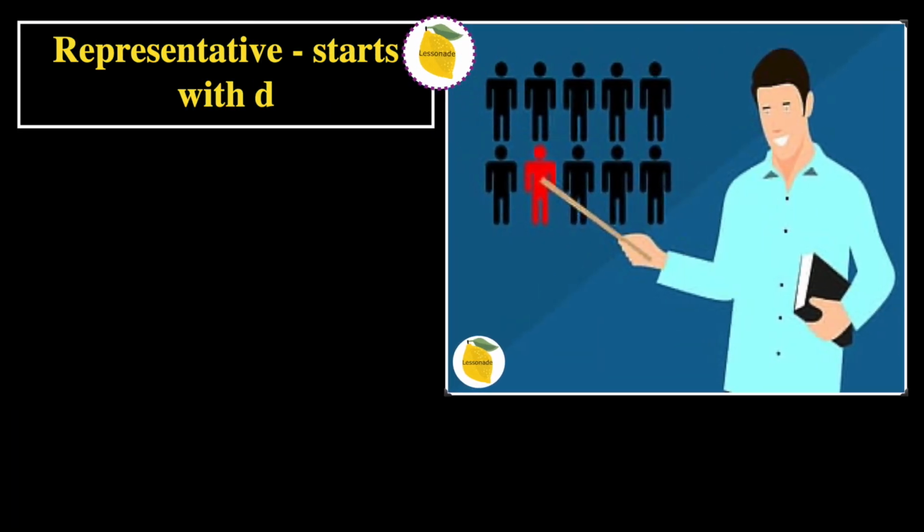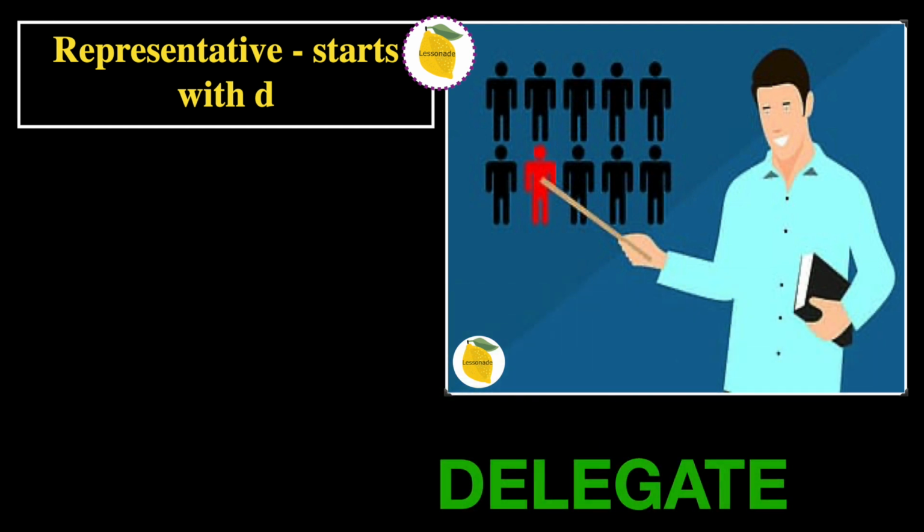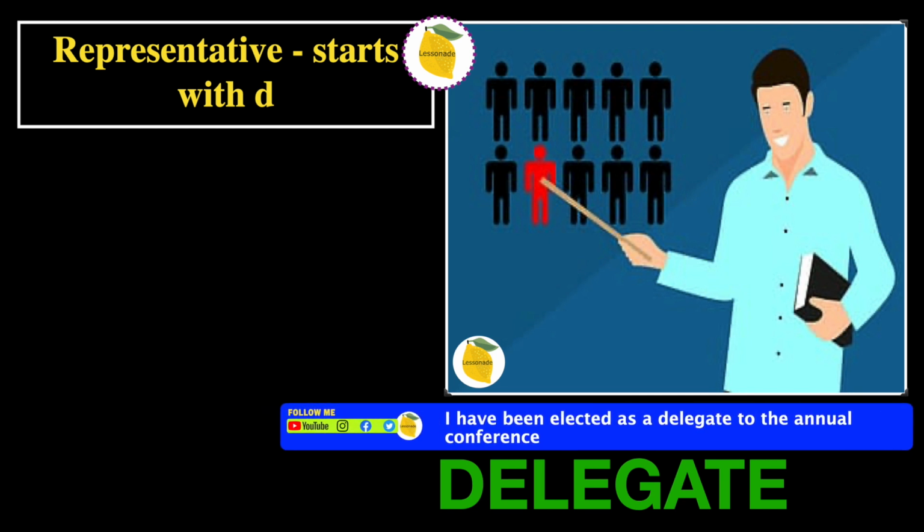Representative starts with D. In this picture, we can see someone taking a presentation or a conference, which means the word is going to be delegate. The sentence is, I have been elected as a delegate to the annual conference.